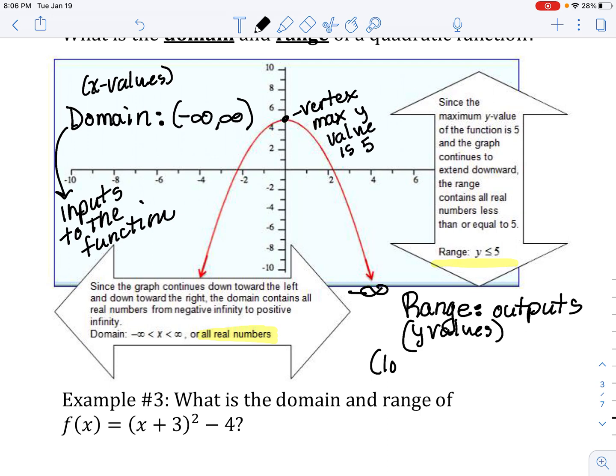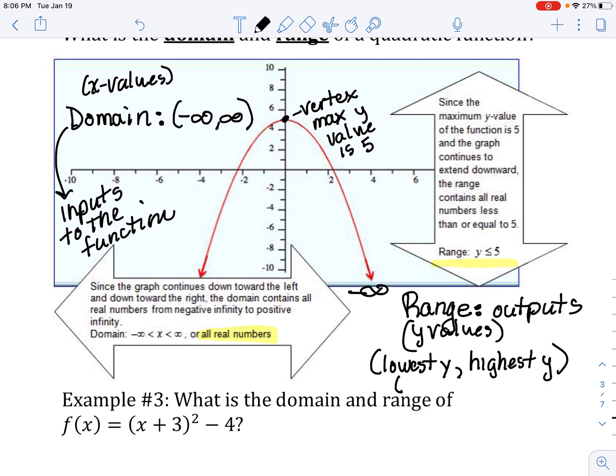Your range is always lowest y, comma, highest y. That's true for the domain too, but the domain is always negative infinity to positive infinity. But your range, when you express the range using interval notation, it is always the lowest y value, comma, highest y value, always, whether the parabola opens down or opens up, okay?